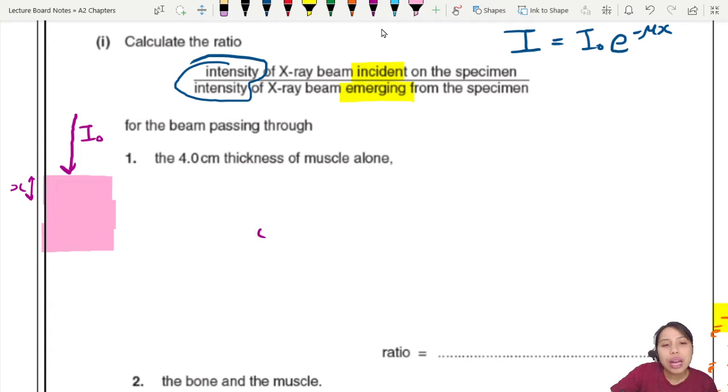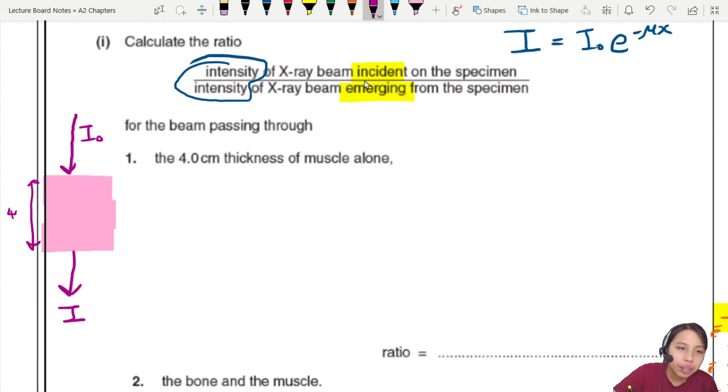So in total, you want to compare incident with emerging. Incident is I0. Emerging is what comes out at the end here. I'm just going to call this I. And the distance that the X-ray has traveled inside this pink muscle is the total distance of how much? Check the question. 4 cm. So right here, 4 cm. So it travels 4 cm in muscle, then comes out. What's the ratio? Let's do our ratios.